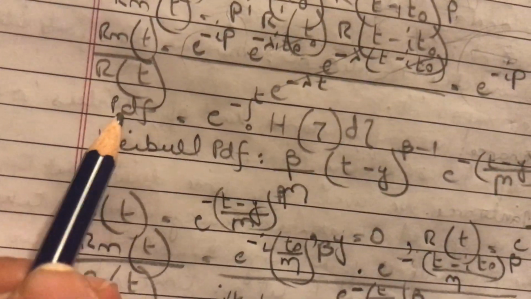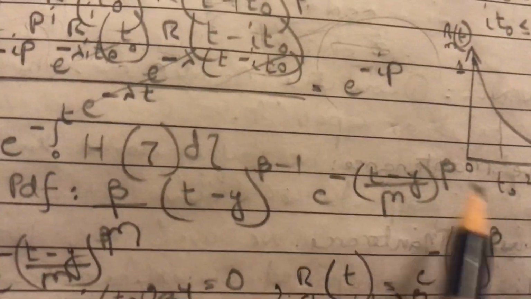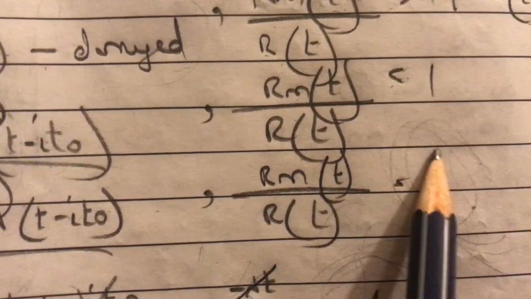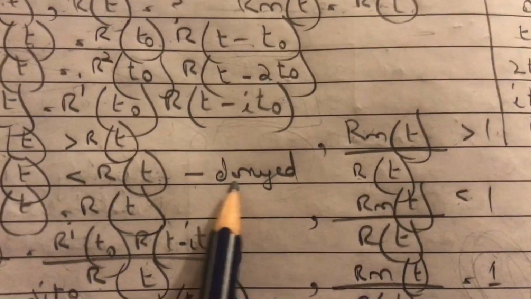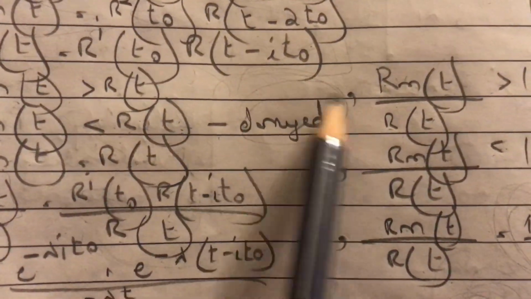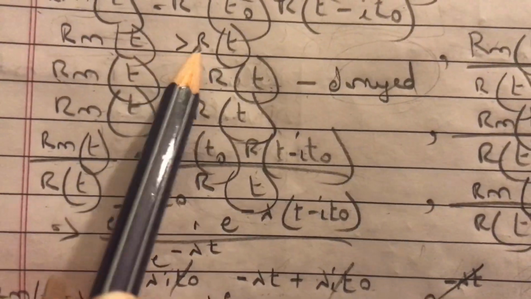Now what do we talk about? Now we talk about the Weibull PDF. We take a formula for the Weibull PDF. You remember that first we found when Rm of t over r of t equals 1. Now we won't be considering the less-than case because that is damaged, we don't need to consider it. Now we have to go through the case Rm of t greater than r of t. So how can we find this thing?